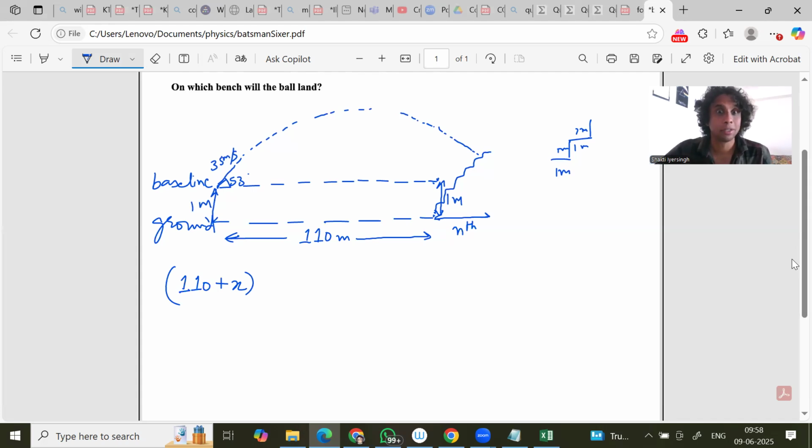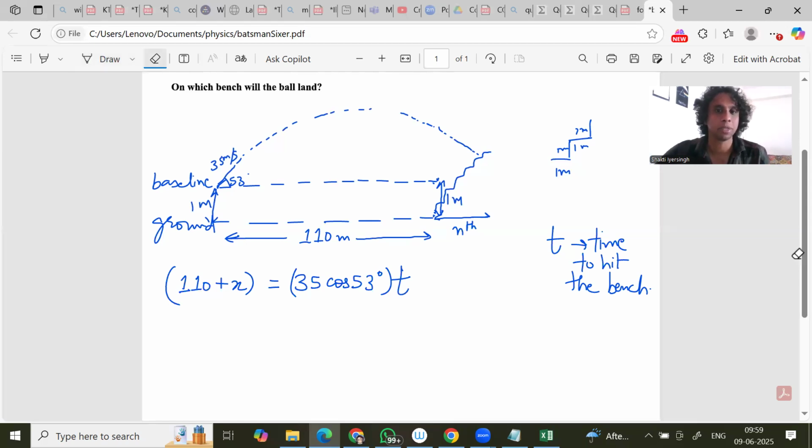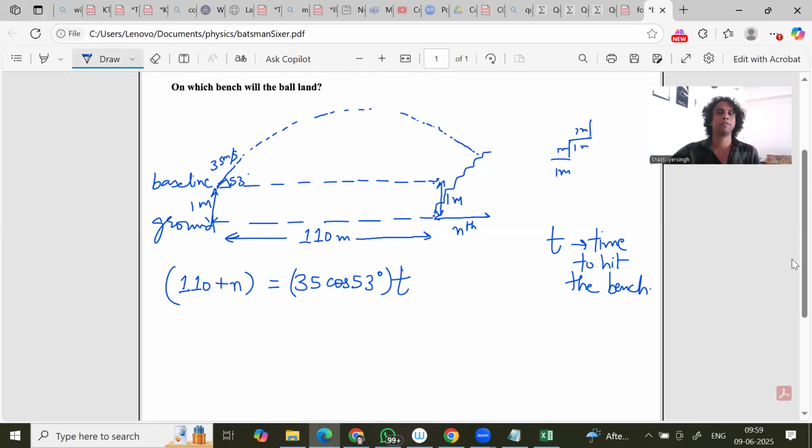Now we know that the horizontal velocity stays the same throughout the motion. So this horizontal distance is going to be equal to 35 cosine 53, which is the horizontal component of the ball's velocity, times t. And this t is the time to hit the bench. All right, so we're clear until this point. Sorry, I'm not going to use x. I'm going to use n because nth bench is what we've hit. So 110 plus n equals 35 cosine 53 times t.